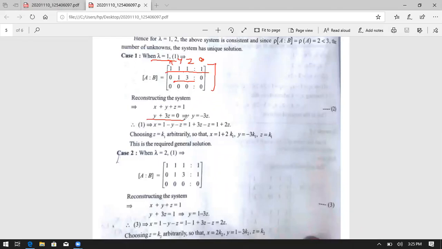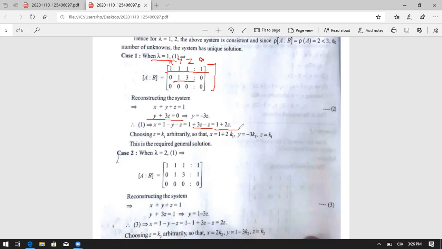Next, you substitute that value in the first equation. Okay, x is equal to 1 minus y minus z is equal to 1 minus, what is the value of y? That is minus 3z. So 1 plus 3z minus z is equal to 1 plus 2z. 3z minus z, that is 2z.